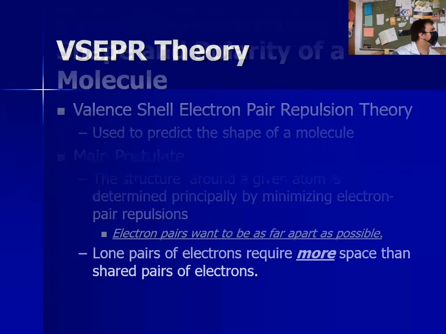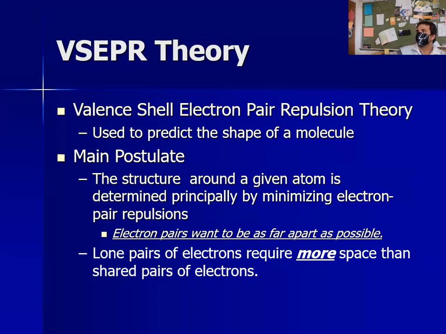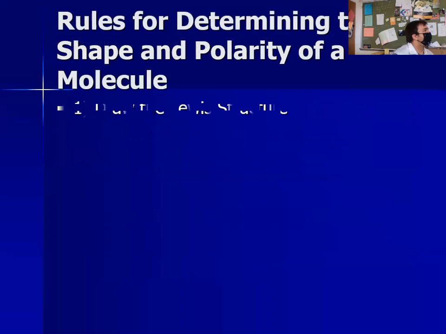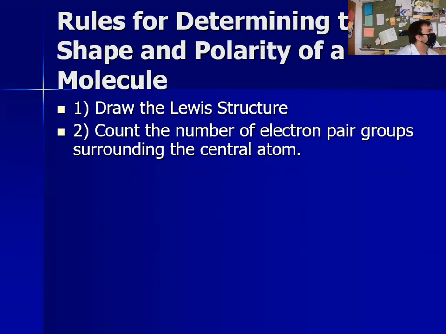That's where we are with the VSEPR theory. The big thing in the VSEPR theory is we're going to determine the shape of the molecule. So, rules for determining the shape and the polarity. The first thing, you're going to draw your Lewis structure. Second, you're going to count the number of electron pair groups surrounding the central atom. Key thing here is the number of lone pairs on the central atom. A common mistake is to count the number of lone pairs total.